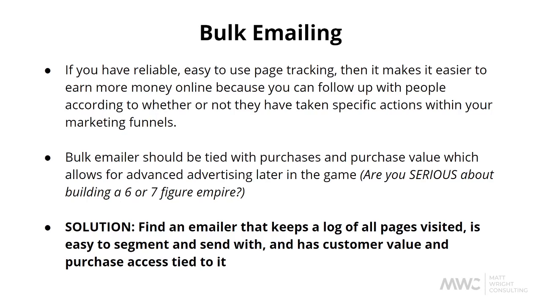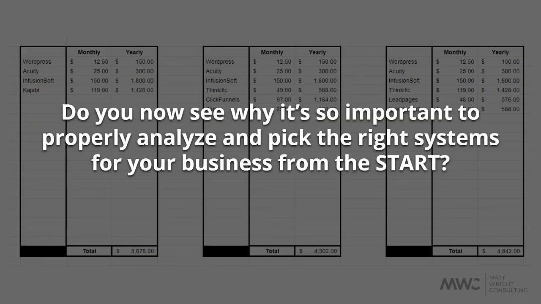So the solution to all this is find an emailer that keeps a log of all the pages they visited, all the emails they've opened. It's easy to segment with, and it has customer value and purchase access tied to it. You don't want to be messing with those things with a bunch of different systems. And do you see now why it's so important to properly analyze and pick the right systems for your business from the start? It can literally save you thousands of dollars.